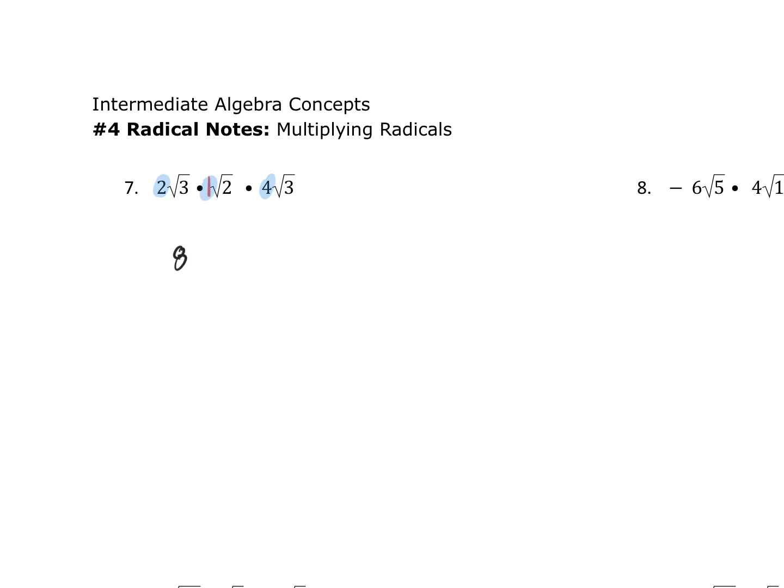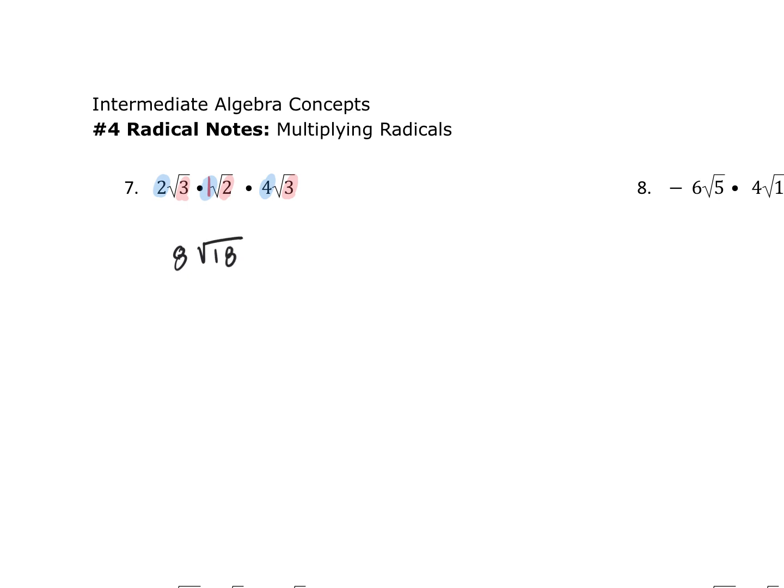Okay, and then what's under my radical I'm going to multiply. So I have a 3, I have a 2, and I have a 3. So if I take 3 times 2, that's going to give me 6. And then if I take 6 times 3, that's going to give me an 18. So I have 8 square root 18.